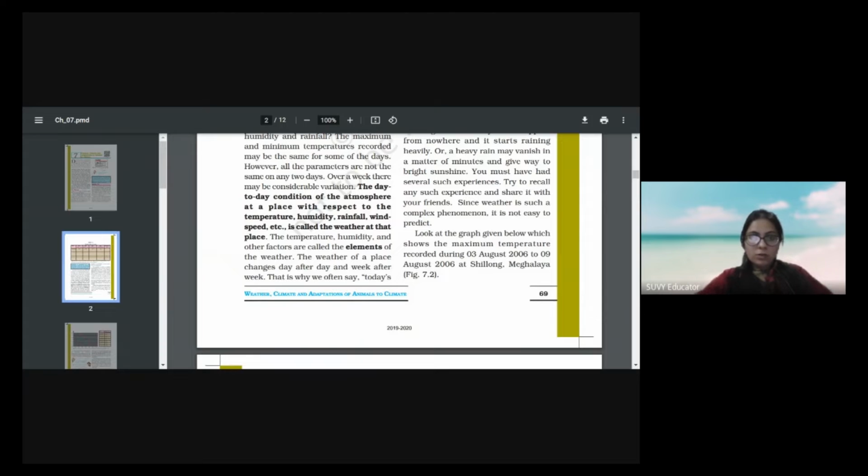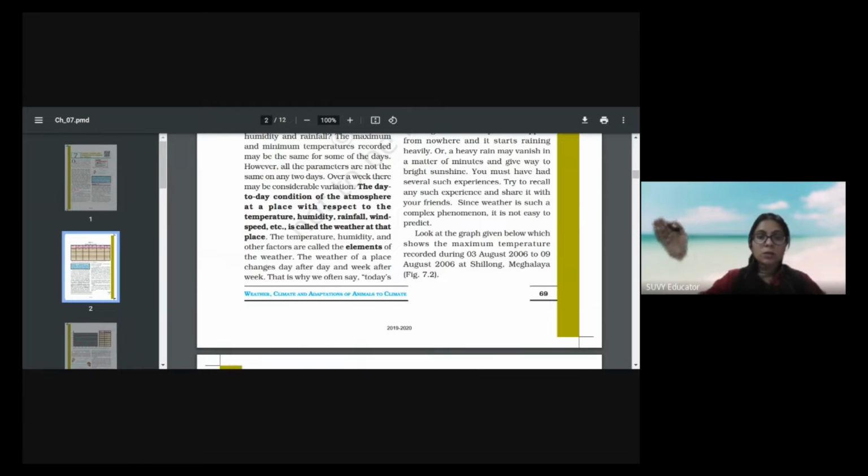Okay, now what is the weather? The day-to-day condition of the atmosphere at a place with respect to temperature, humidity, rainfall, wind speed, etc. is called the weather of that place. What is weather? The day-to-day condition of the atmosphere of that region in which you are living. It depends upon the temperature, humidity, rainfall, and wind speed. The temperature is very high or very low. The atmosphere is very humid or less humid. Rainfall, wind speed, these are all the conditions that tell you about the weather. It is a day-to-day condition.